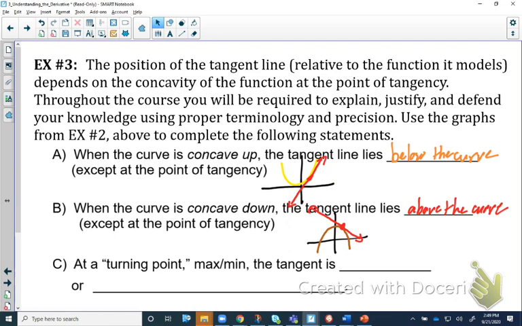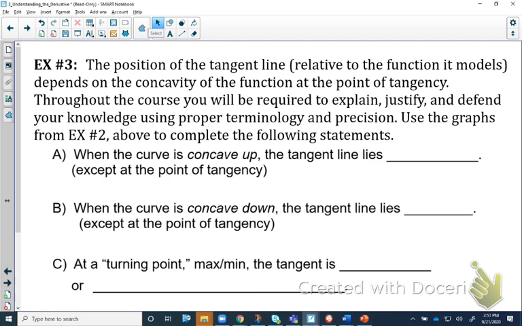And what it's telling you here at point C, at a turning point, meaning that we have a relative min or a relative max, the tangent line is either zero or horizontal. That's what we're seeing in a function that looks like this. Let's say we have something going like that. Well, the tangent line at the vertex, at its maximum or minimum, is going to be parallel to the x-axis. It's going to have a slope of zero.